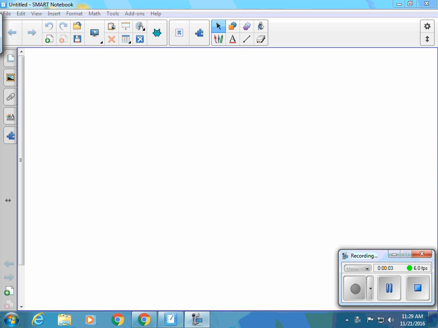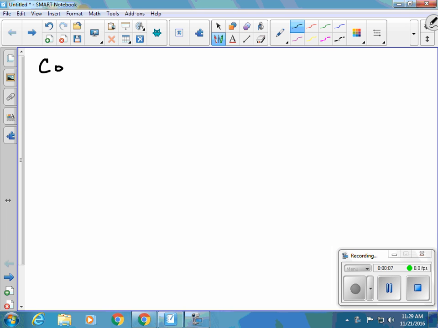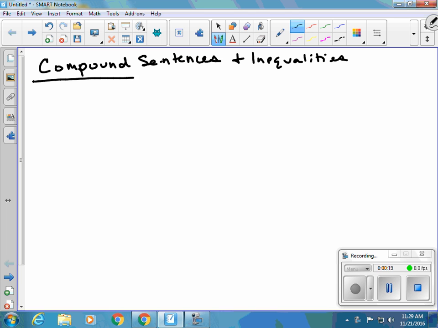We're going to be looking at compound sentences involving inequalities. With that being said, we're going to start off with just your basic inequalities, as a refresher to get into what a compound sentence would be.